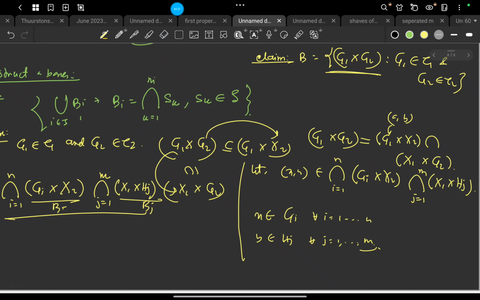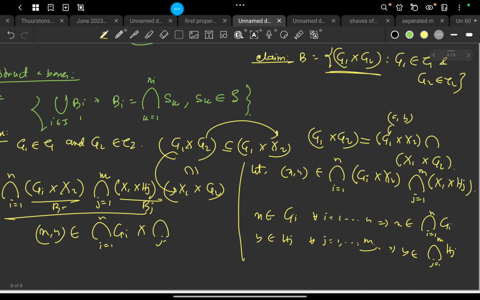So that means what? This will imply that x belongs to the intersection of all Gi, i equals 1 to n, and y belongs to the intersection of Hj, j equals 1 to m. So that means (x, y) belongs to the intersection of Gi, i equals 1 to n, cross the intersection of Hj, j equals 1 to m. Now this is an open set, so it is of the form, let's say, U1 cross U2, because a finite intersection of open sets is of course an open set.